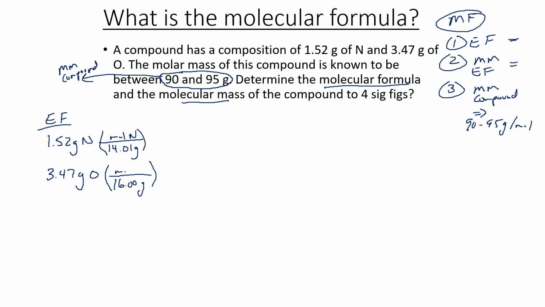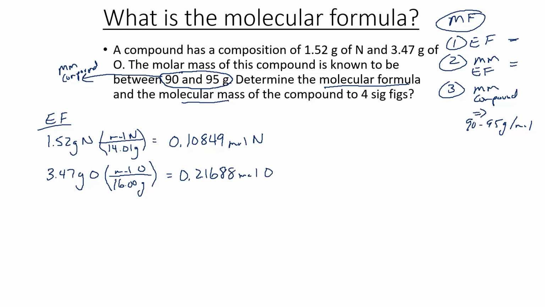So it looks like here, grab my calculator, we got 1.52 divided by 14.01, going to give us 0.10849 moles of nitrogen. Also now dividing the oxygen, 3.47 divided by 16, going to get us 0.2168 moles of oxygen. In this case, we're now ready to divide by the smallest number of moles.